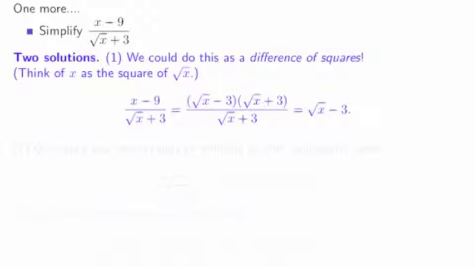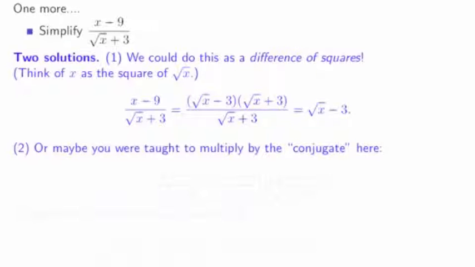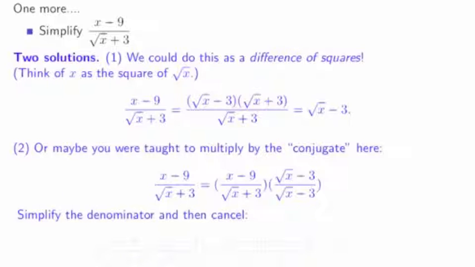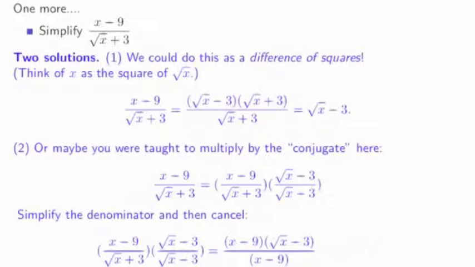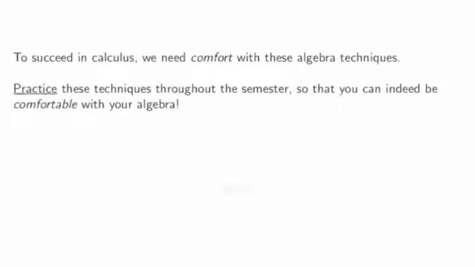Or maybe you were taught at some time to multiply by the conjugate here. If faced with x minus 9 over this expression with a square root, we can multiply top and bottom by the square root of x minus 3 and simplify the denominator and then cancel terms. The denominator becomes x minus 9, and now we have x minus 9 in top and bottom, and so our answer again is the square root of x minus 3. To succeed in calculus, we need comfort with these algebra techniques, so practice these techniques throughout the semester so that you can indeed be comfortable with your algebra.